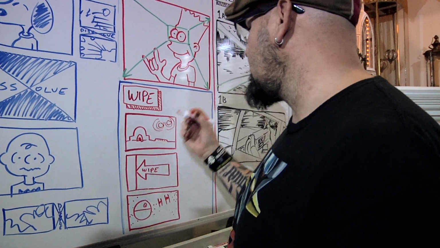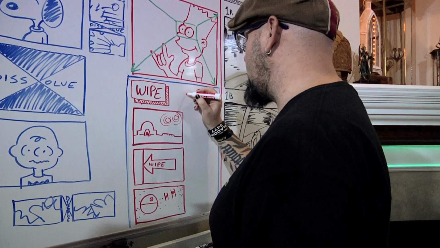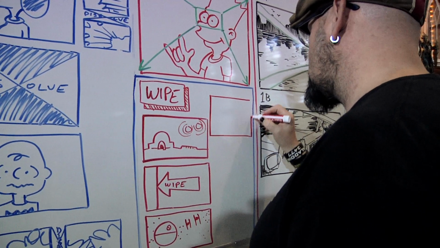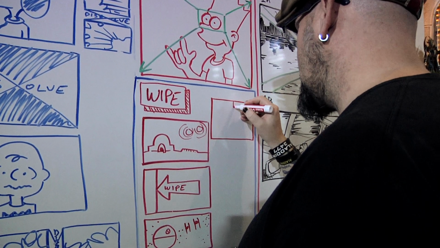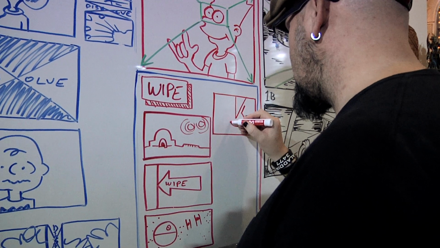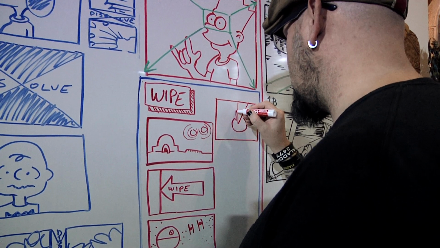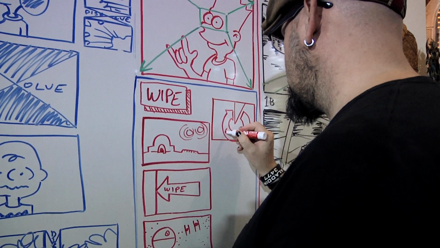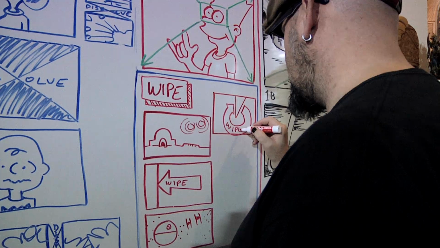Another one that you'll see a lot is what's called a clock wipe. What that is, when you've got the screen, it starts here and then it splits around and goes around a clock, something like so.